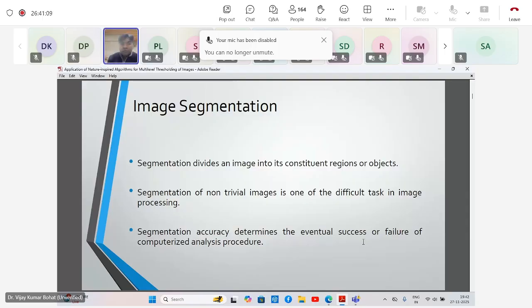Segmentation accuracy determines the eventual success or failure of computerized analysis procedures. So if the segmentation accuracy is higher, whatever the algorithm or task at hand in the field of image processing, those computerized procedures always have better performance.